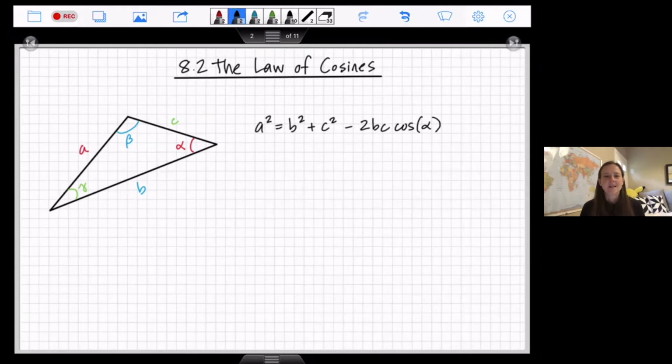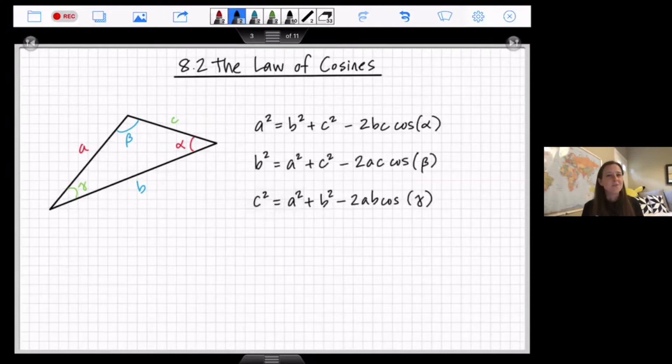It looks a lot like the Pythagorean theorem with this extra little bit tacked on the end, because the Pythagorean theorem only works for right triangles. Textbooks tend to list this formula 3 times, but you don't really need this formula 3 times if you notice the pattern of the formula. So we start off with a squared equals b squared plus c squared. And then notice these two side lengths get repeated in the cosine bit at the end.